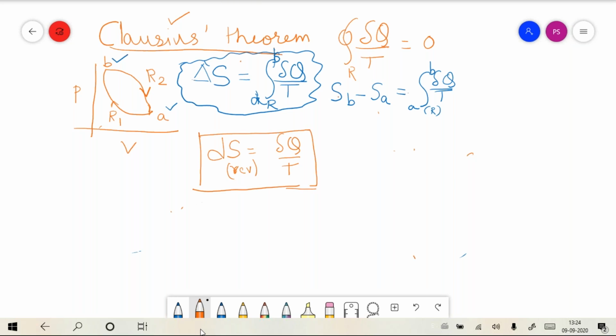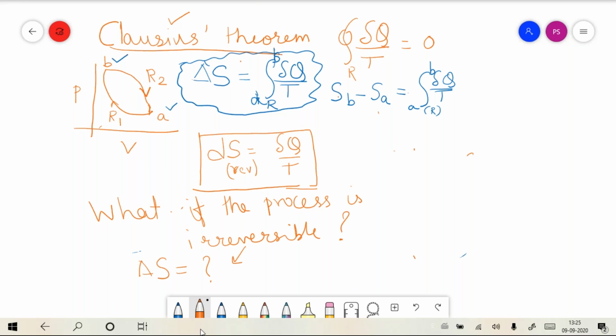This expression and the earlier expressions are very important expressions of property change. What if the process is not reversible? And you know that in real life there is no process called a reversible process. What if the process is irreversible? Can we still find the entropy change? How to find the entropy change if the process is irreversible?